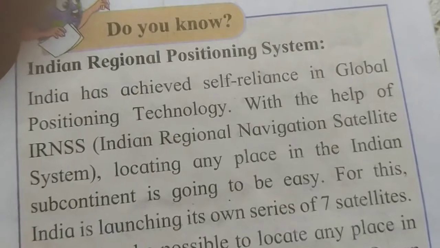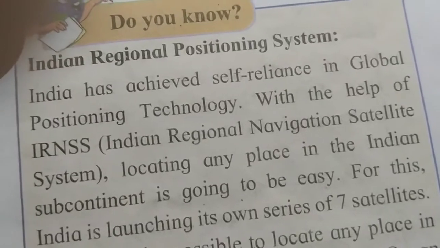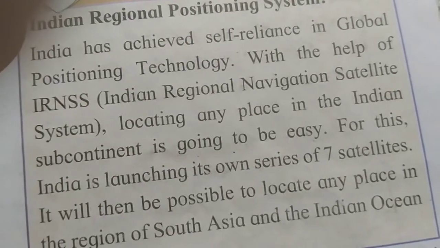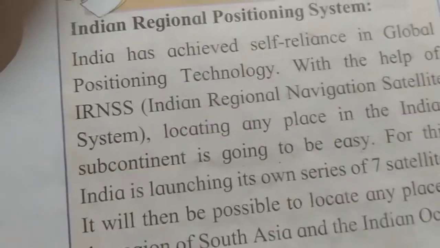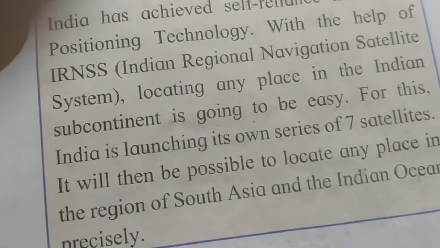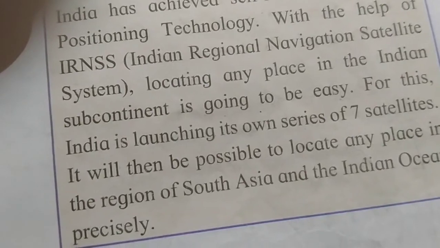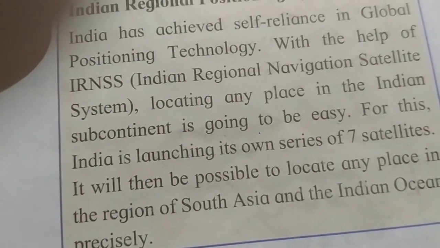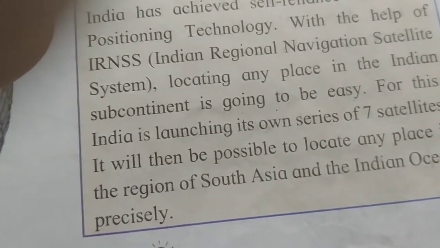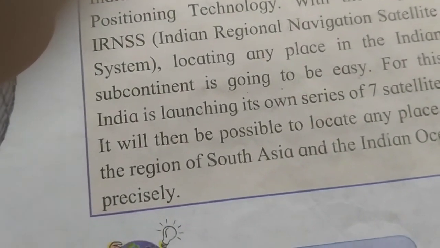So, do you know, students, India has achieved self-reliance, meaning self-dependence, in global positioning technology with the help of the Indian Regional Navigation Satellite System, IRNSS. Locating any place in the Indian subcontinent is going to be easy. For this, India is launching its own 7 satellites. It will then be possible to locate any place in the region of South Asia and the Indian Ocean accurately.